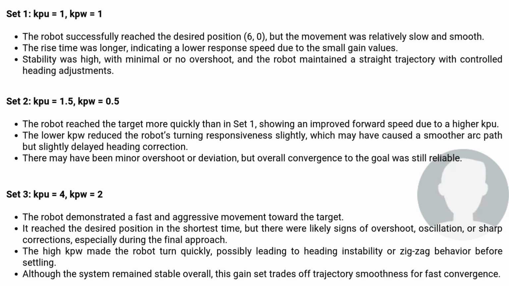It reached the desired position in the shortest time. The highest KPW made the robot turn quickly, and the system remained stable. Overall, these gains stress trajectory smoothness for fast convergence.